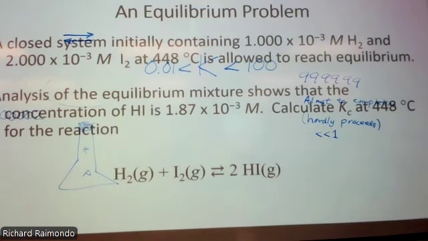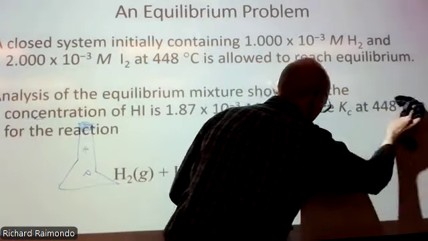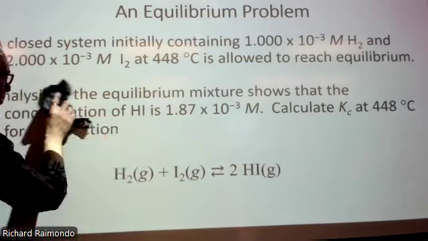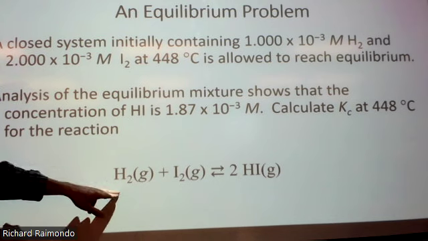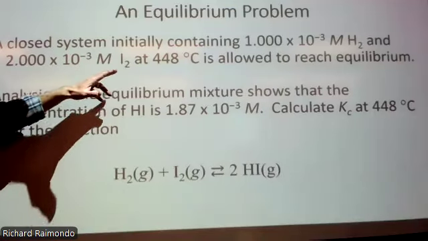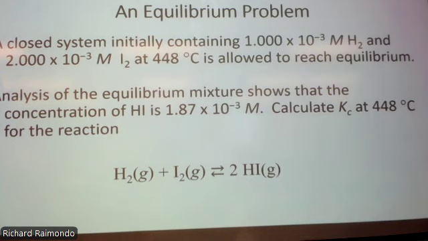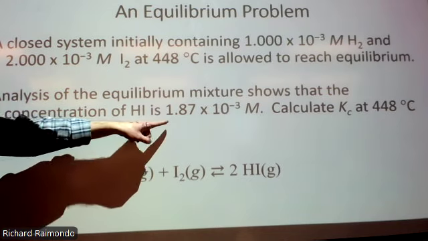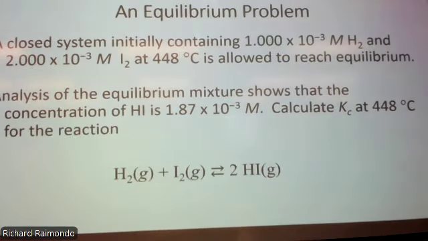All right. Let's take a look at this problem and see what we can do with this. So closed system. We've got a stopper on the flask, initially containing this concentration of hydrogen, this concentration of iodine. Here's our reaction. It's at 448. Remember, this is all temperature dependent. We reach equilibrium, reversible reaction. We look at the equilibrium mixture and we determine that this is the concentration of our product. And we want to calculate the K sub C.